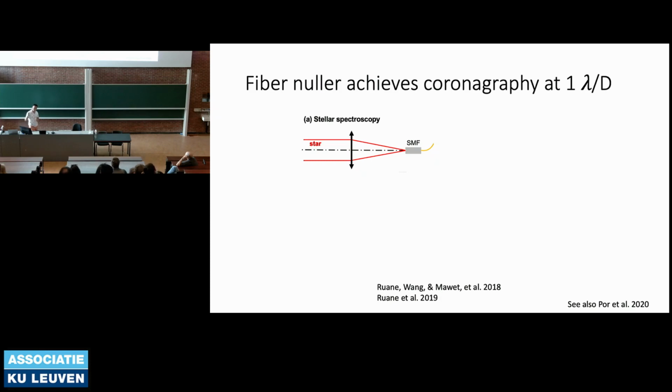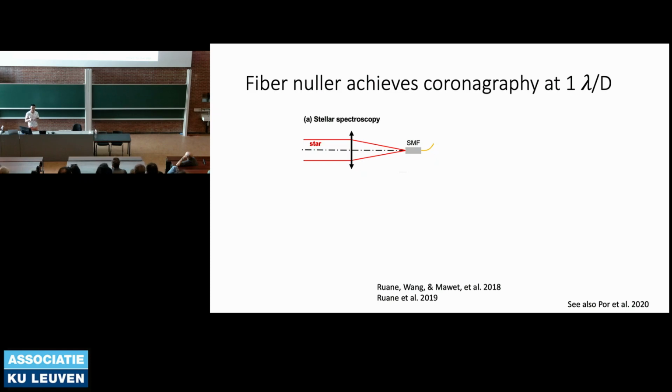So in this illustration, I also broke that into 3 categories. The first one is what we call stellar spectroscopy. In this case, both the planet light and the starlight will go into the single mode fiber.